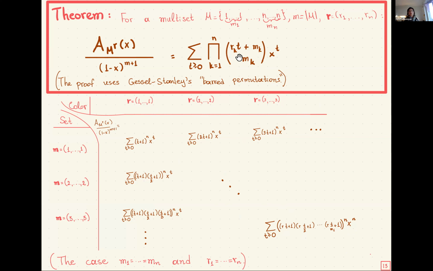It's still going to hold. On the left-hand side we have the colored multiset Eulerian polynomial, and on the right-hand side a product of n different things, each capturing the color and the multiplicity in the multiset for k, with k from 1 to n. In particular, if I specialize all the n_k to be equal to 1 and all the r_k to be equal to 1, then I recover the Carlitz identity.